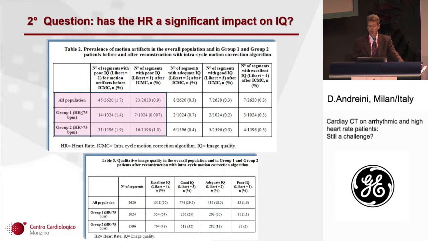In this setting, the role of snapshot freeze is probably more impressive than in low heart rate variability but high heart rate, because also in the group of heart rate less than 75, the impact of correction of the residual motion artifacts is high with this tool. And thanks to the combination between hardware and software solution, we have the same image quality in the two groups, less or more than 75 BPM.